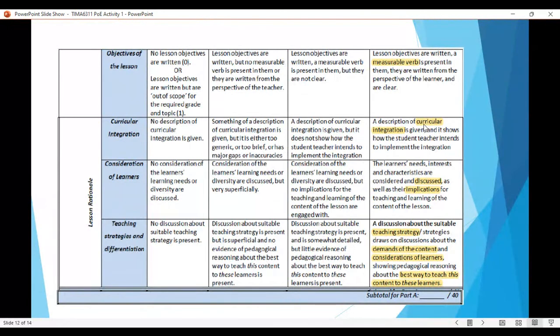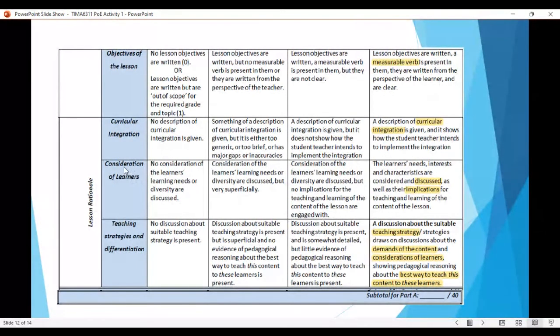Curricular integration, this is section E. A description of curricular integration is given, and it shows how the student intends to implement the integration. In other words, this counts 7 marks. So many times I get lesson plans where a student says curricular integration, none. Then he or she loses 7 marks. You have to integrate. The first integration will be with mathematics, measurement, and you have to give a description of how you use that in your lesson.